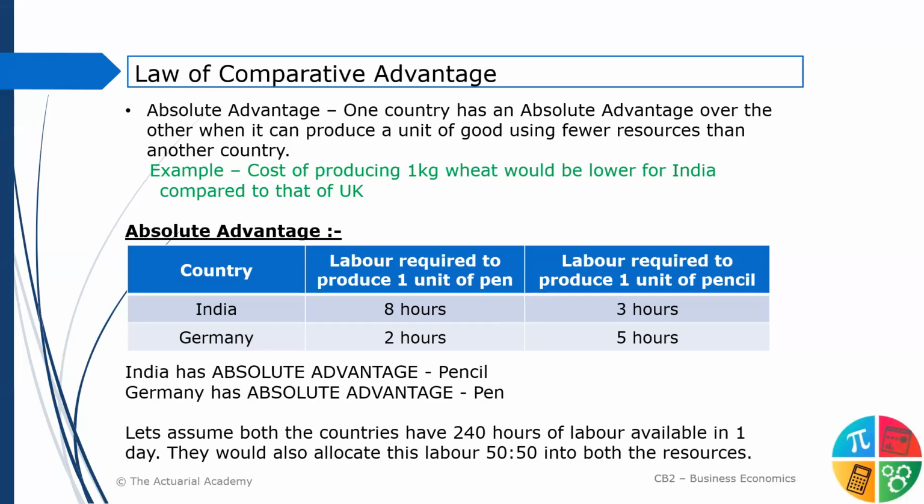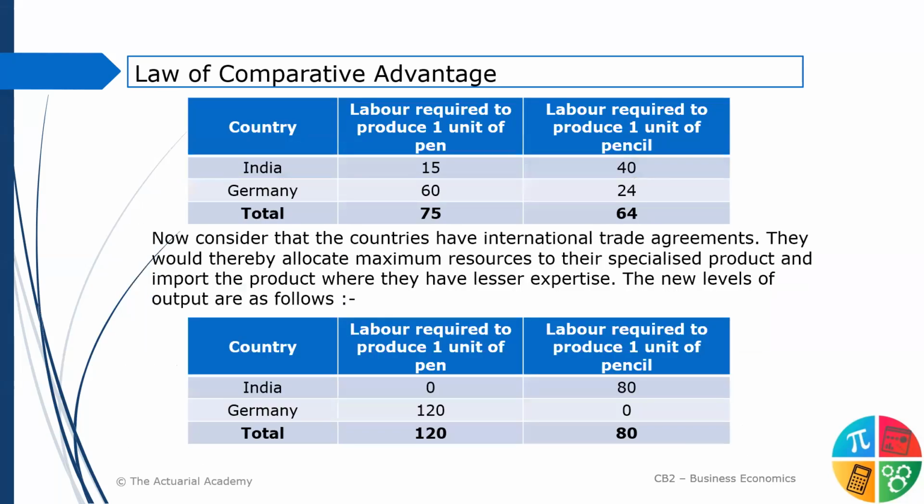In the last lecture, we completed absolute advantage, where we saw that there can be a case where one country has an absolute advantage in one particular product, where it has complete expertise. In our example, India has complete expertise in producing pencils and Germany has complete expertise in producing pens.